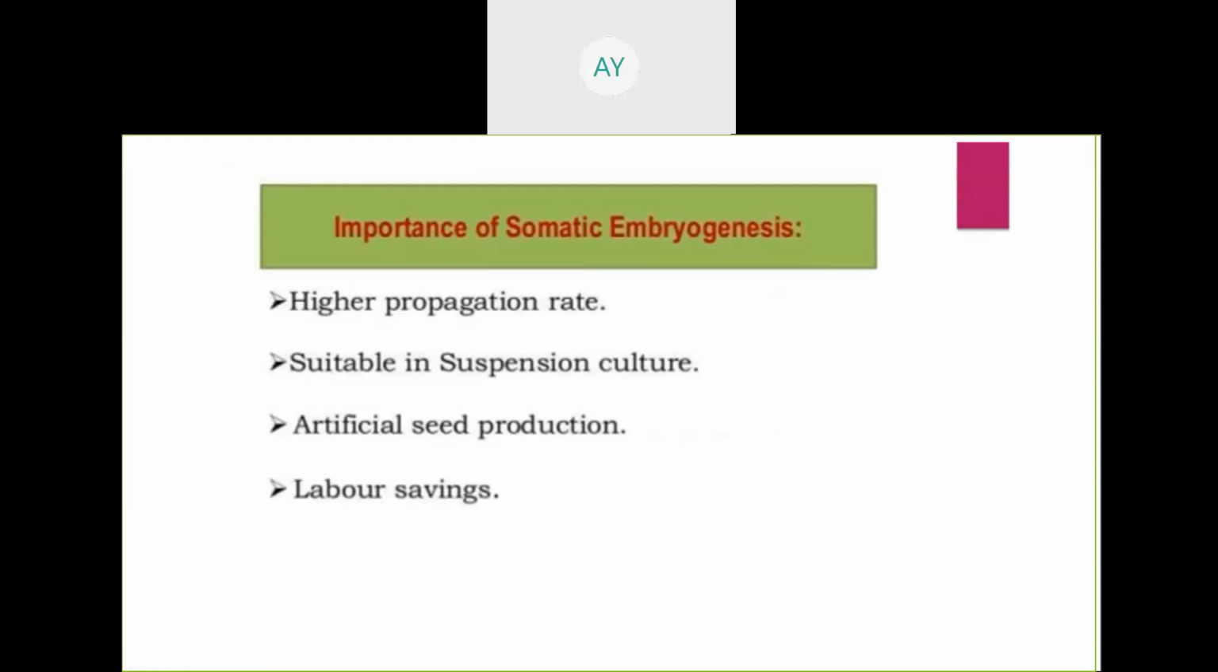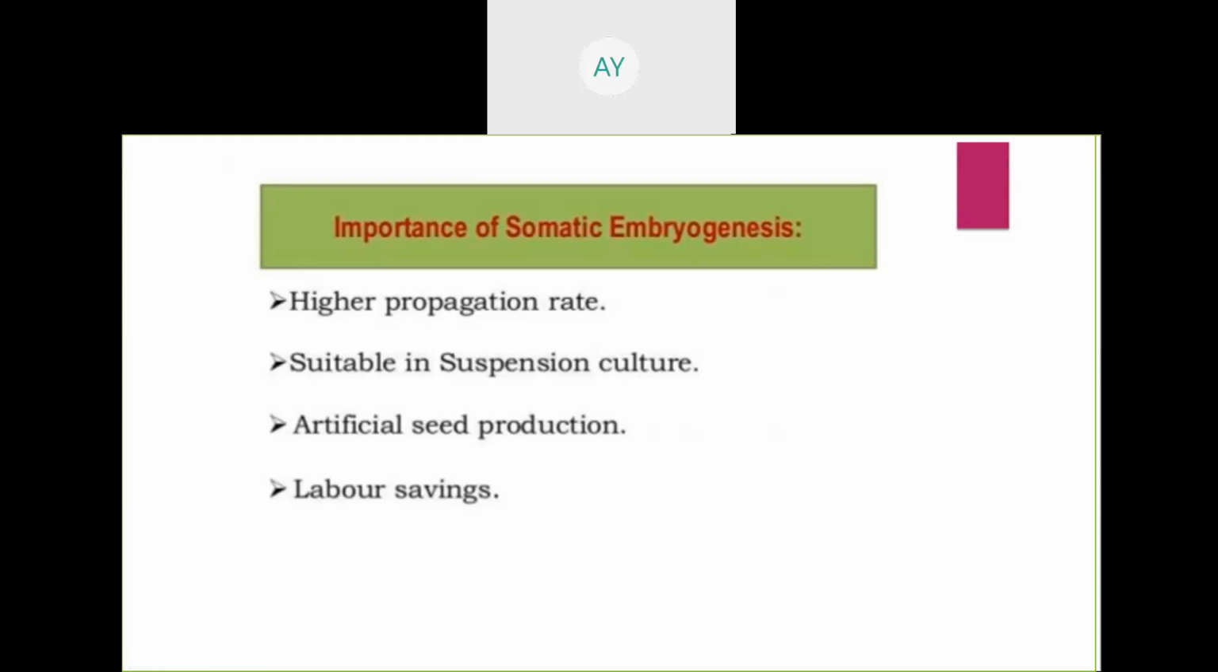Importance of somatic embryogenesis: high propagation rate. We cannot multiply the plant quickly through a normal embryo, meaning through seed. After fertilization, there is a formation of the seed. That seed is used as an embryo, and through the conventional breeding method, we apply the seed in the soil, and then it will develop into the whole plant. So it will take time, and we cannot multiply rapidly, but we can multiply the same quality of plant through this somatic embryogenesis, and it is suitable in suspension culture media and artificial seed production, using the somatic embryo.